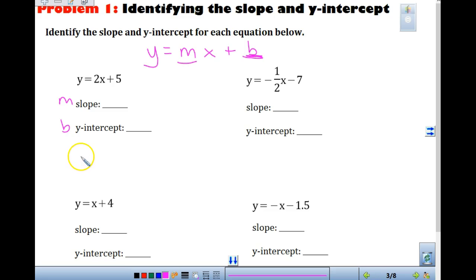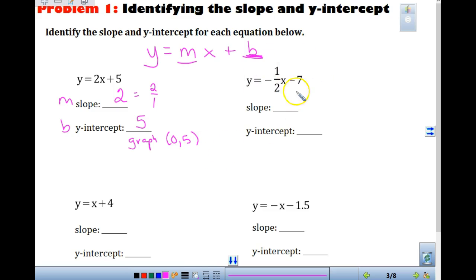In that first one, as you look at it, Carmen, what would you tell us our slope looks to be? 2. Can we write 2 as a fraction when we go to do our graphs? We put it, Bo, as what? 2 over 1. I only really need this answer 2. Okay? Adam, what's our y-intercept then? Plus 5. Y-intercept is 5. What does that mean on the graph? On our graph, it would mean the point 0, 5.